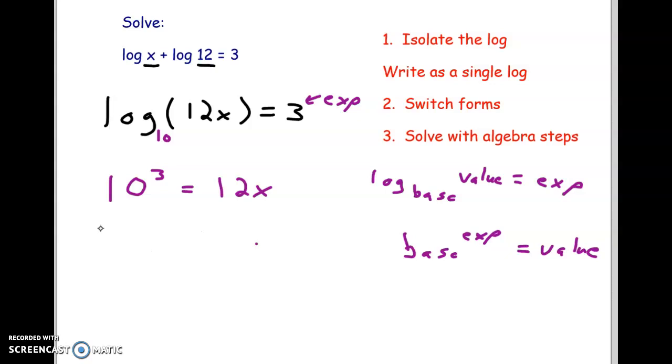All right, and then from here, it's hopefully pretty straightforward. 10 to the third, you can just do that in your calculator. It's 10 times 10 times 10. And then the final step is just to divide by 12. So we're going to divide both sides by 12.